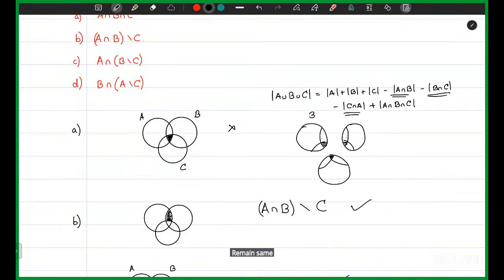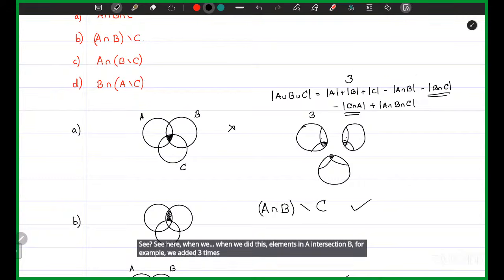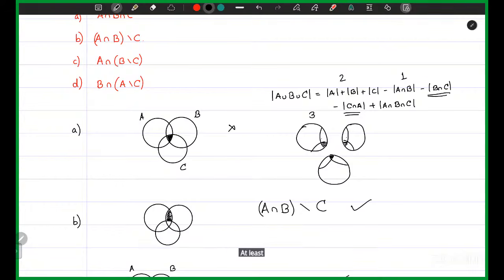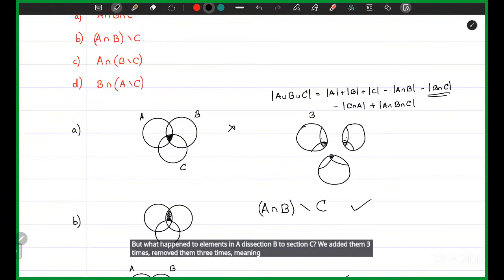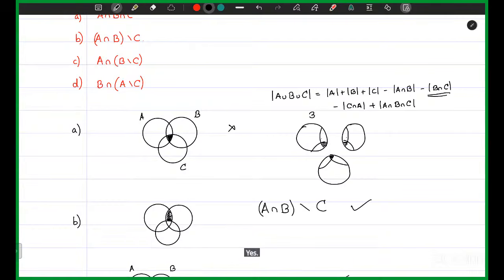We have added 3 times and removed 3 times, meaning those elements are still not counted. See, when we did this, for elements in A intersection B, for example, we added 2 times and removed it once, so that at least once it is represented. But what happened to elements in A intersection B intersection C? We added them 3 times, removed them 3 times, meaning those are not yet counted. Those are not represented. So that's why I added this part as well.